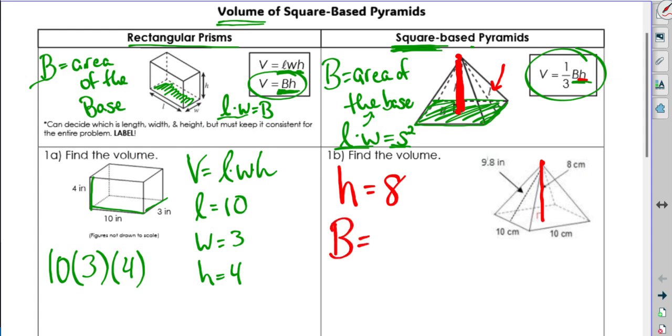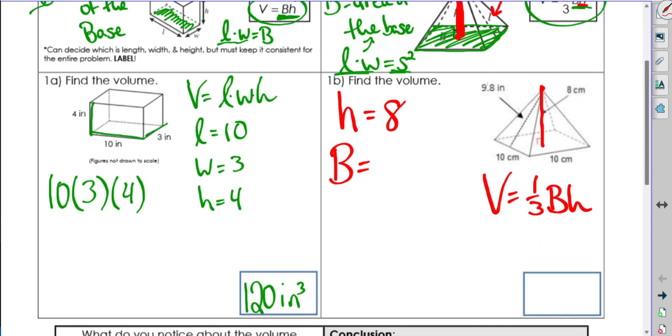The only other letter we really need to define is that capital B. We need big B times H there. So we need those two letters. We got H. Capital B stands for the area of the base. So we want to find the area of the square on the bottom. To find the area of a square or rectangle, you multiply the length times the width. So that's 10 times 10, or 100. So big B is 100.